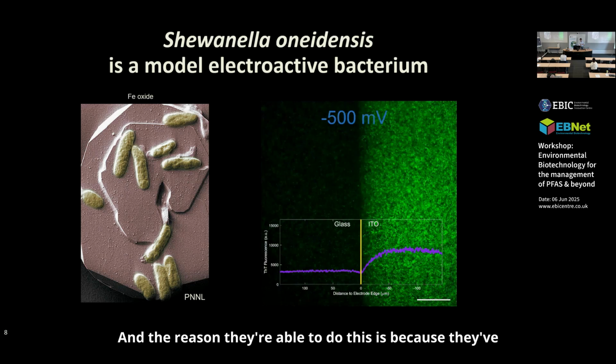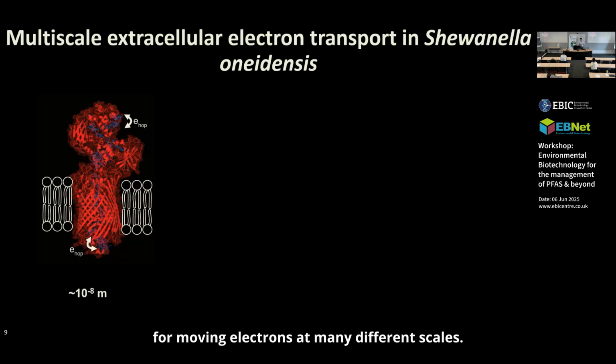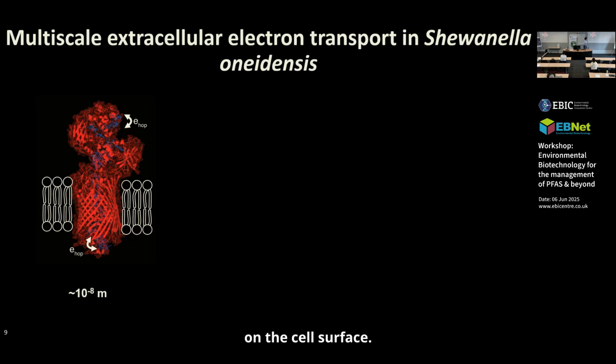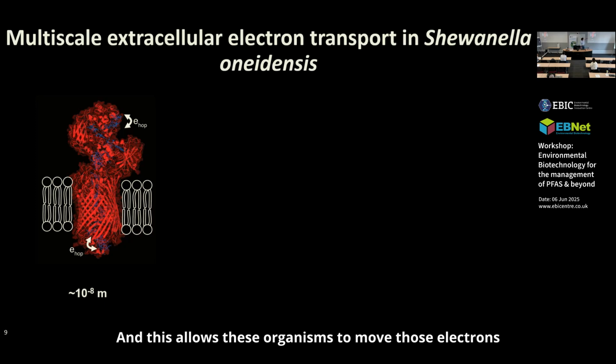And the reason they're able to do this is because they've evolved these strategies for moving electrons at many different scales. And so at the smallest scale, the key innovation that they have in their genome are these multi-heme cytochromes, this particular complex MtrCAB. So it's 3 proteins here. It's this beta barrel that's in the membrane, and then a multi-heme cytochrome that threads through that barrel, and then a multi-heme cytochrome that's out on the cell surface. And this allows these organisms to move those electrons across that nanometer distance barrier that is the bilayer on the outside of the cell.